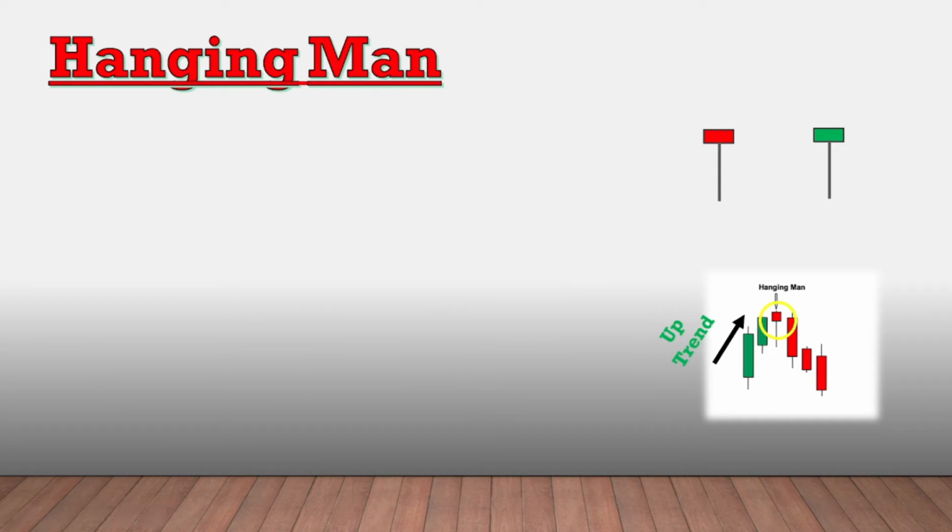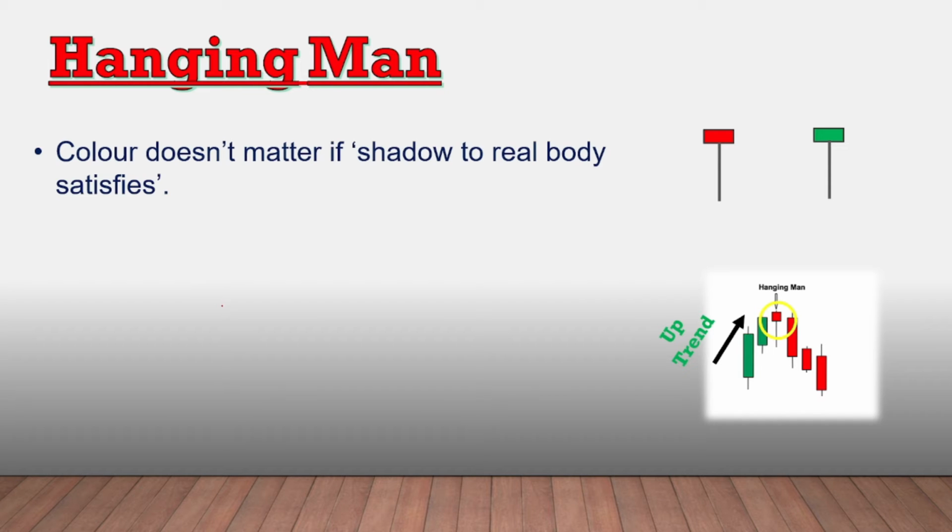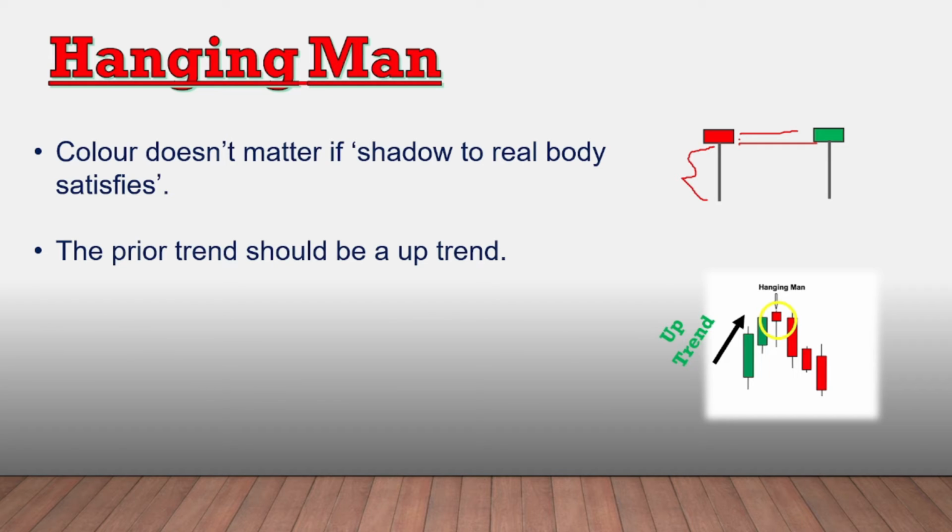Alright. Now let us try to understand the hanging man. So if the paper umbrella appears at the top end of an upward rally, it is called a hanging man. Now let us understand some of the important points regarding a hanging man. Color really doesn't matter if the shadow to real body ratio is satisfied. The length of the lower shadow should be at least twice the length of the real body, friends. Since it has a small real body, color really doesn't matter. Here in the hanging man, the prior trend should be an uptrend, friends.